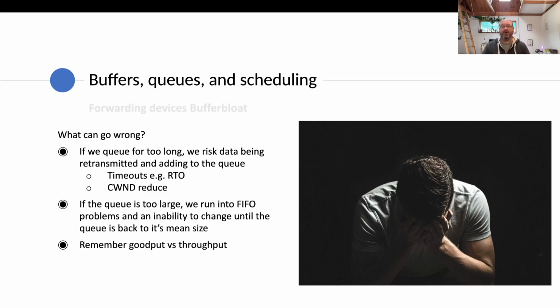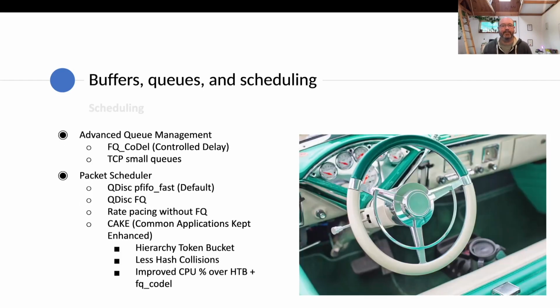If the queue is too large, we run into FIFO problems where we have the inability to change data that's actually in flight until the queue is back to its mean size. And then remember goodput versus throughput. Just because you've got more data on the wire doesn't mean that it's necessarily a better quality of experience.